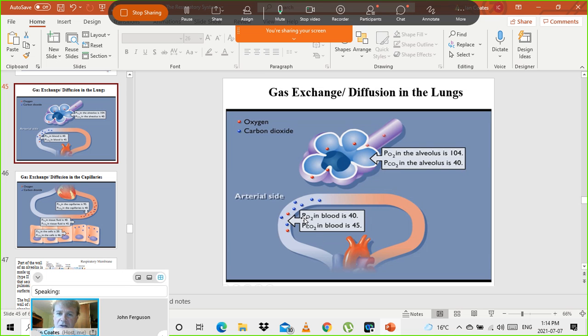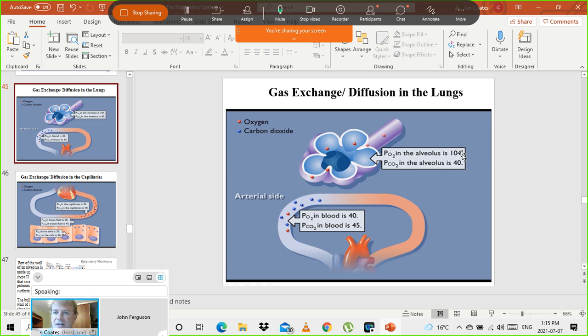Have a look what's going on. This is coming up the vena cava, right? All right. This is the pulmonary artery. It just came out the right ventricle and it's going to the lungs to pick up oxygen. See, there's not a lot of oxygen in here. There's a lot of CO2 in here. Comes to the alveoli. Have a look at the pressure of the oxygen in the blood here. It's 40.